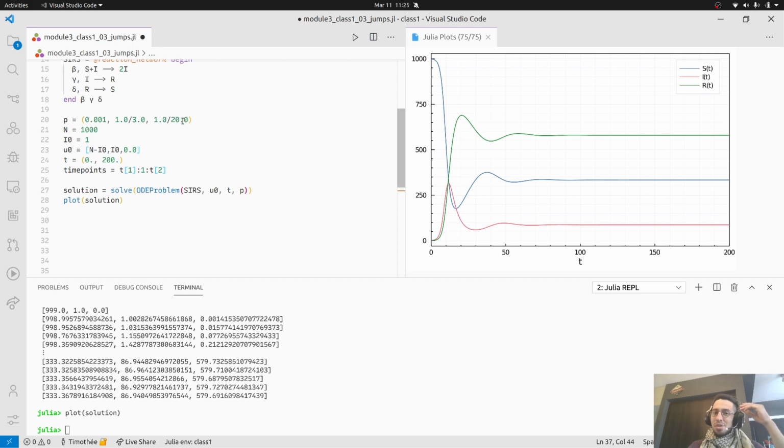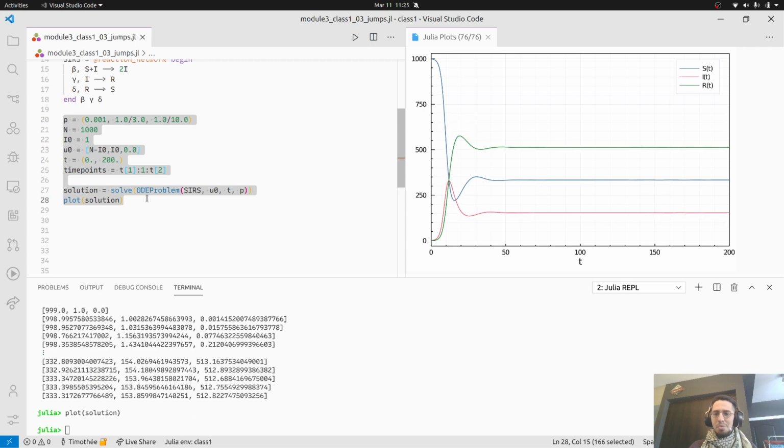So the question, of course, is what if we change the timing of that? What if it only takes 10 days to lose your immunity? Well, we still have some oscillation, but they're more condensed. What if it takes 60 days?